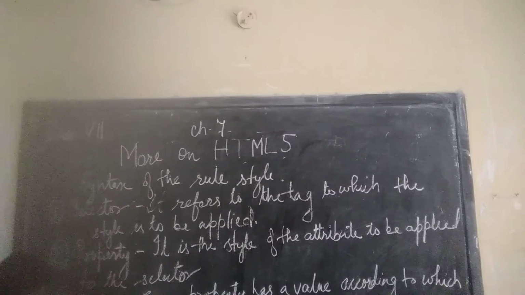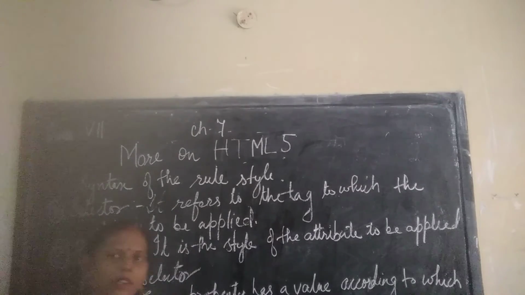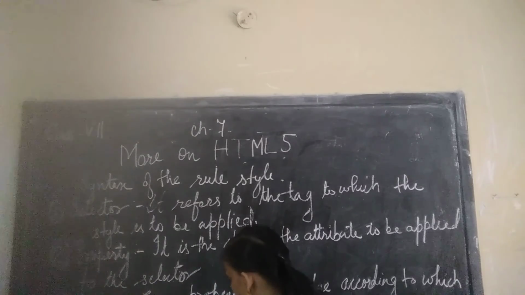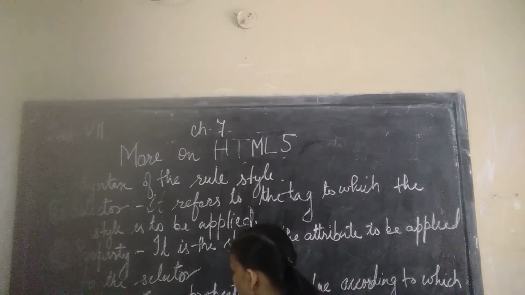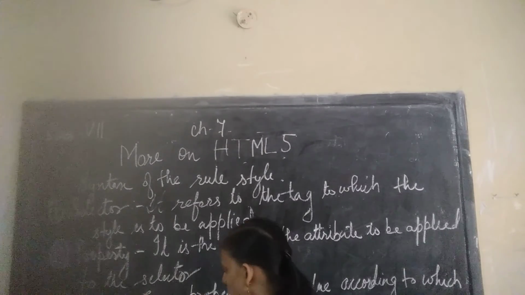Now, an example is: h1 color red. In this statement, what happens? We have given this h1, and it will be printed. We have given in the brackets color red. That means it will print in the red color.